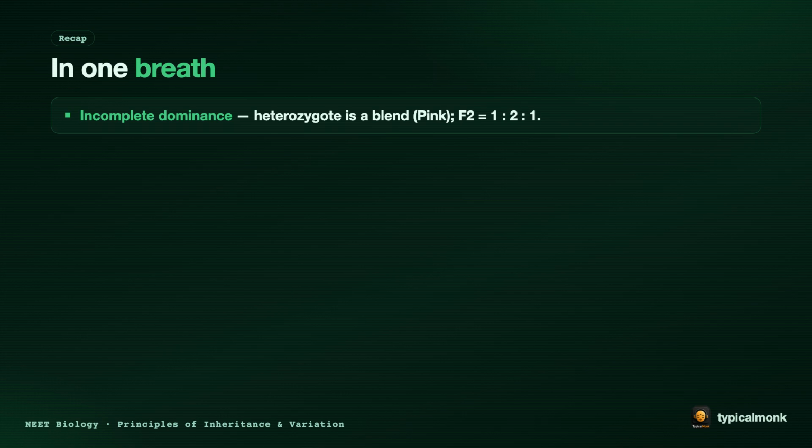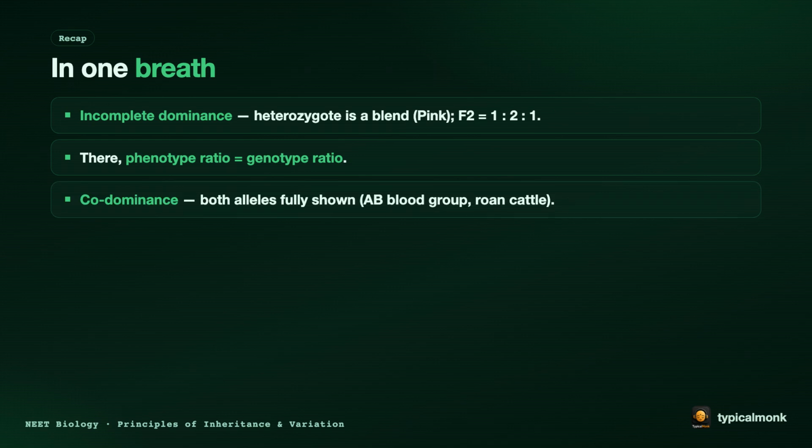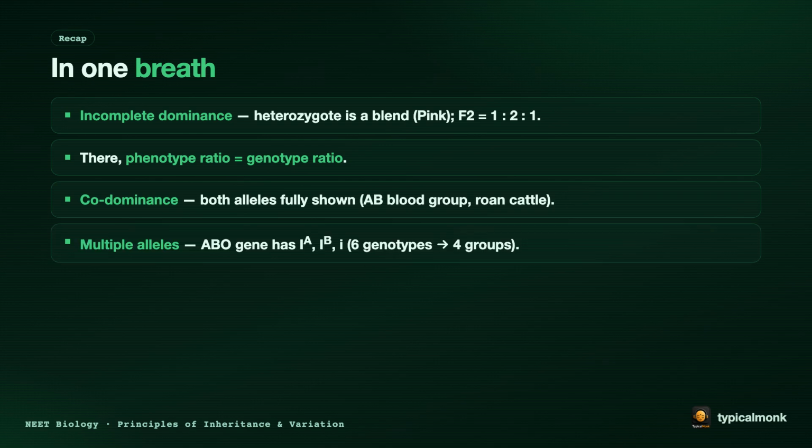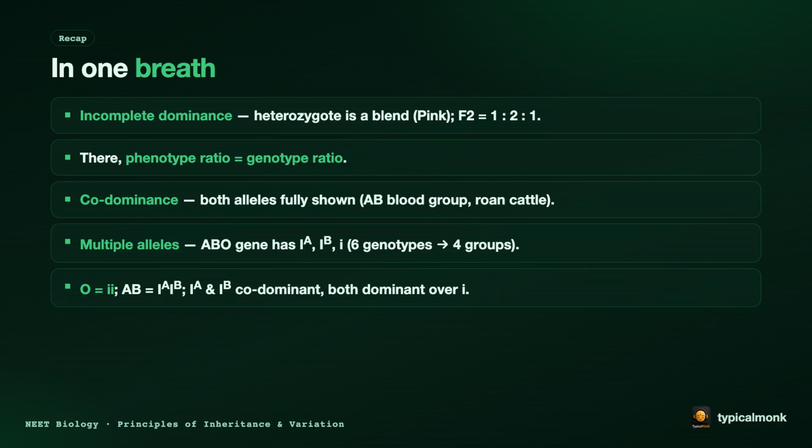Let's gather it all in one breath. Incomplete dominance. The heterozygote is a blend, that is pink, F2 is 1:2:1. There, the phenotype ratio equals the genotype ratio. Co-dominance. Both alleles fully shown. AB blood group. Roan cattle. Multiple alleles. The ABO gene has IA, IB, small i, 6 genotypes give 4 groups. O is small ii. AB is IAIB. IA and IB are co-dominant. Both dominant over small i.